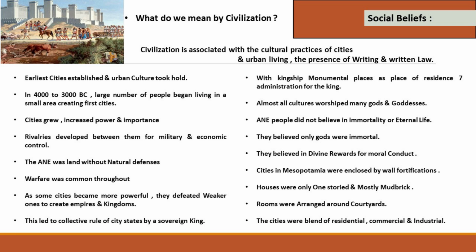So this led to collective rule of the city-states by a king. With kingship, monumental buildings came about, like residences for that particular king, or administration buildings. Almost all cultures of the Near East worshipped many gods and goddesses. Near East people did not believe in immortality and eternal life. They believed only gods were immortal, okay? Houses were only one story, or ground floor, and mostly constructed with mud bricks. Rooms were arranged around courtyards. The cities were a blend of residential, commercial and industrial.